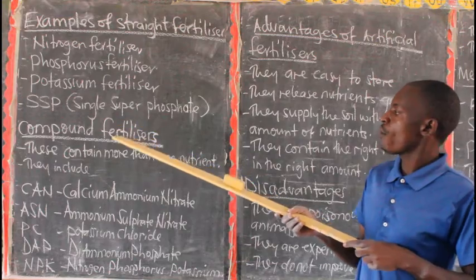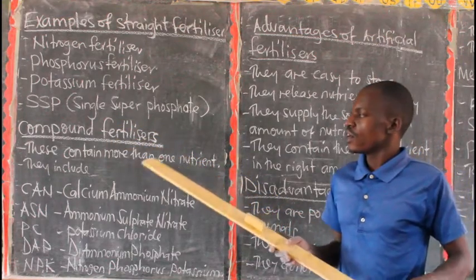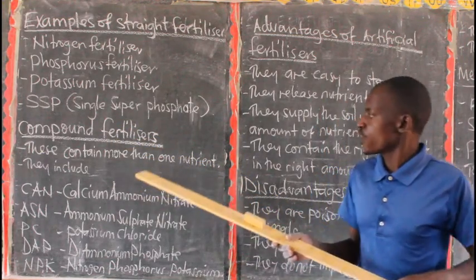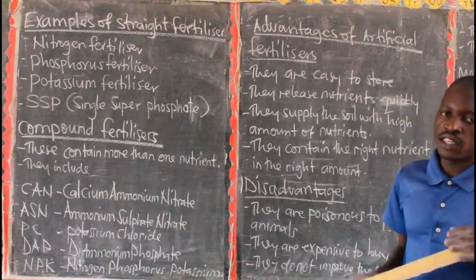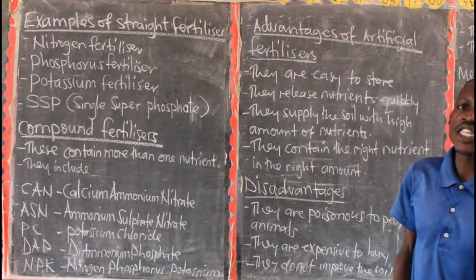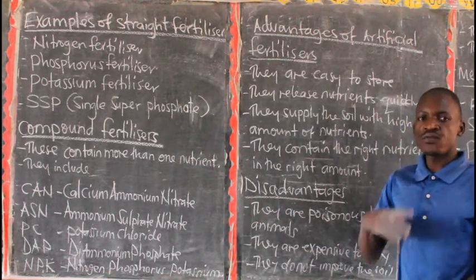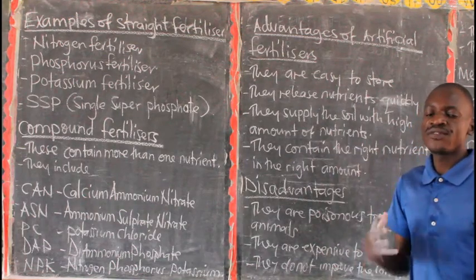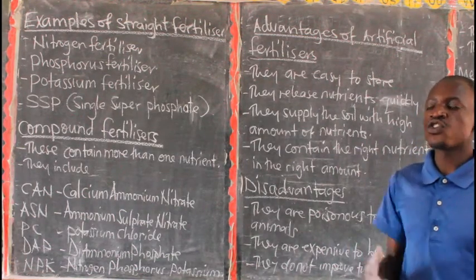Then we have compound fertilizers. These are fertilizers which contain more than one nutrient. It can be one fertilizer but it gives the farmer or the soil several nutrients.